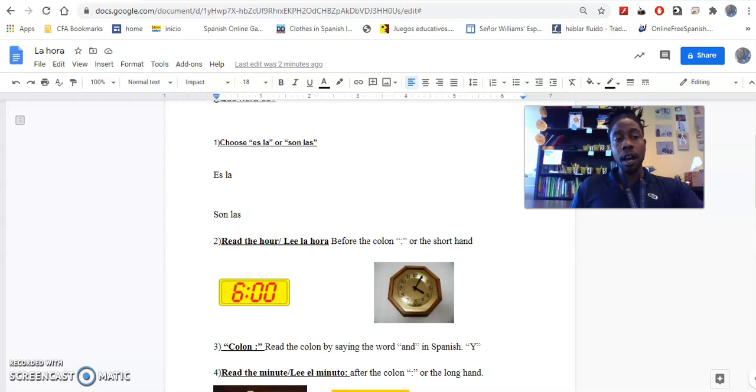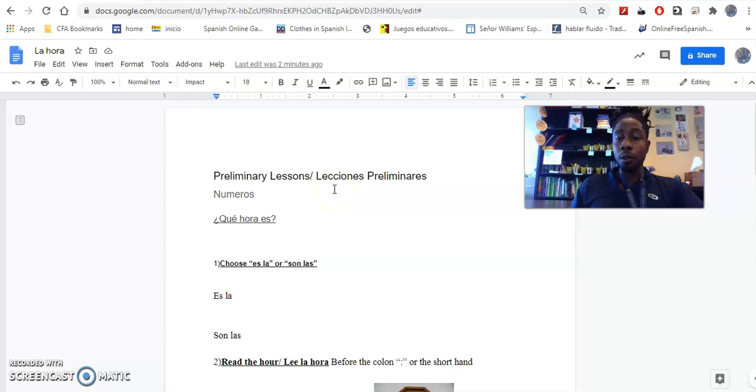Hoy vamos a seguir aprendiendo sobre la hora. Today we're going to start talking about time, la hora. In your book, this is in the preliminary lessons. This is the section where we're talking about numbers. And in this specific part of numbers, we're going to learn the phrase ¿Qué hora es? What time is it? And we're going to get to practice figuring out how to read a clock and understand what time it is in Spanish.